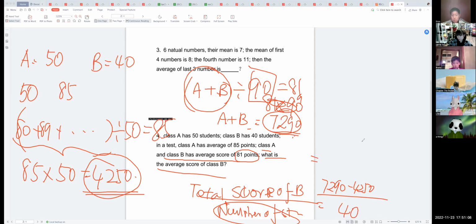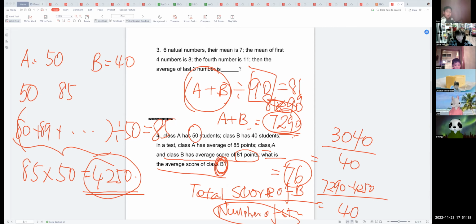So the answer is 3040 divided by 40. So the answer is 76. Yay. Very good, Chapter. Class A is better. Okay, Potato King, the thing is, it's not about what you think. It's about what the question is telling you. It's about the average score of class B. You cannot use 50, right? Because the number of students in class B is 40.